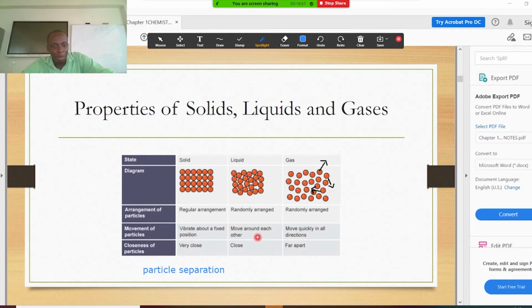When we come to the liquids, liquids are also close. If you see this container containing liquid, the molecules in the liquids are close together. If you look at gases, the molecules in the gaseous state are not close. Even right from the diagram, you see that they are far apart. They don't touch each other. Good. So that is it for that.